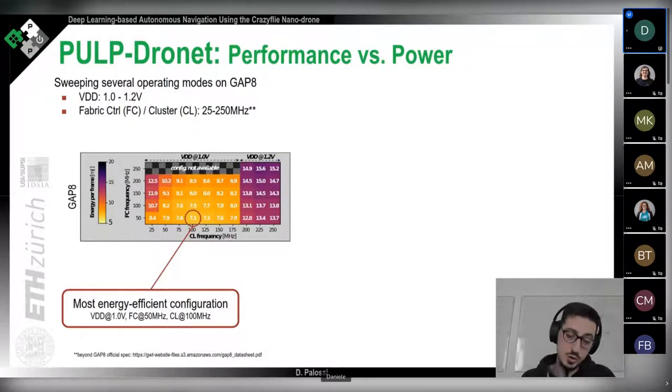Okay, a bit of performance evaluation and power analysis, as we are very interested in respecting those constraints that I introduced before. First of all, we swept the configuration of the GAP8 system on chip, both the fabric controller and the cluster, because you can actually tune the frequency at which it runs. And as you can see here, we played quite a lot, even beyond the specification that is 175 megahertz for the cluster.